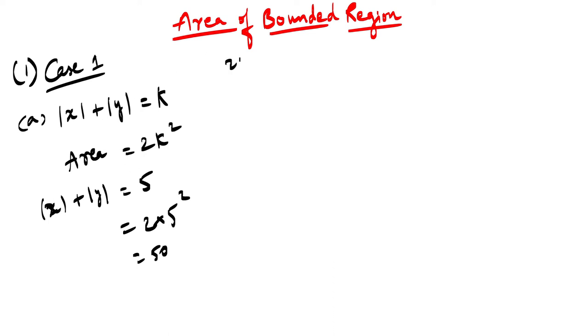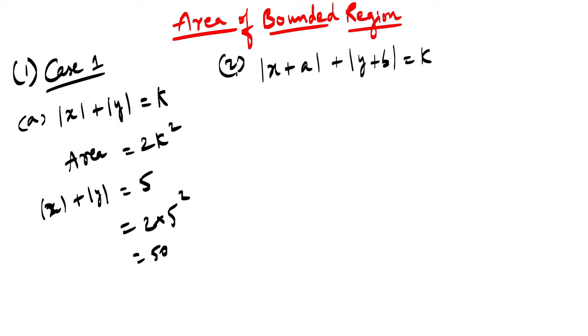So this is case 1. Note down this. So what is case 2? Now we will add something here. We observed in the graphs in the previous slides, right? So we will add some value inside the modulus. Let's say modulus of x plus a plus modulus of y plus b is equal to k. Now, do you think there will be any change in the area of the region?